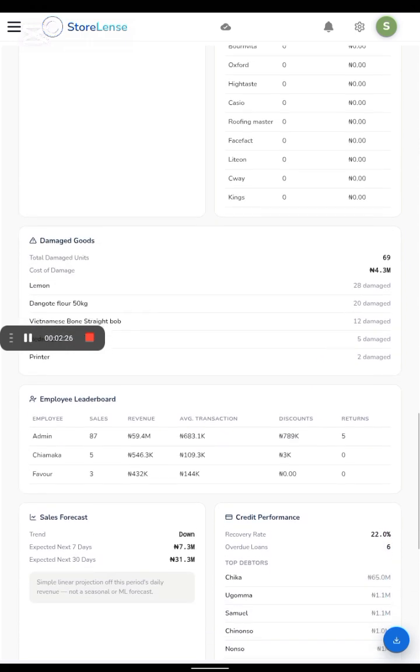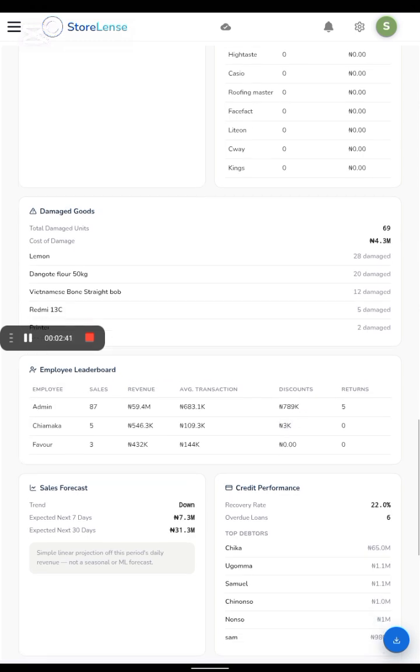Now the employee leaderboard. Here you will see the best employee, the employee that is selling the most, how much they have generated, and the returns they have made, and all those things. You will see them here, the employee leaderboards.